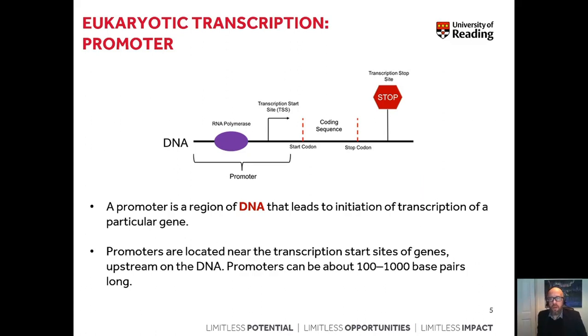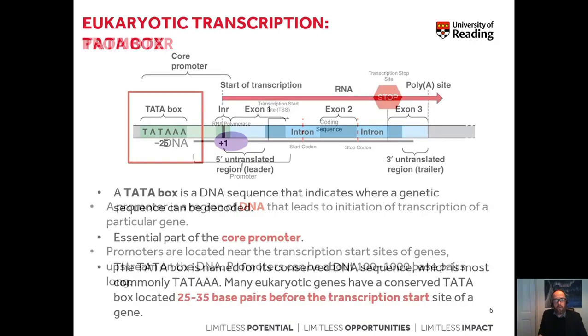The first level of gene regulation we looked at was gene regulation at transcriptional level. In order to understand this level of gene regulation, we had a closer look at eukaryotic transcription. In eukaryotic transcription, there are a few things that you need to keep in mind. You need to remember what a promoter is. Promoter is a region of the DNA that leads to initiation of transcription of the particular gene. And those promoters are located near the transcription start site of the genes, upstream on the DNA. Promoters can be about 100 up to 1000 base pairs, depending on the gene they are regulating.